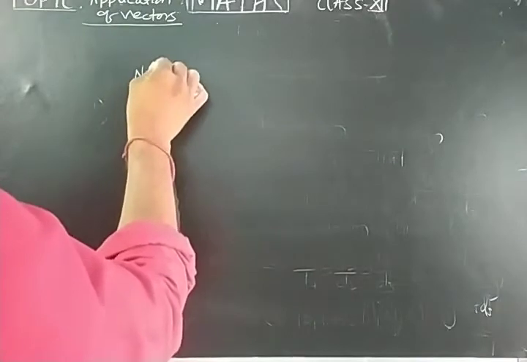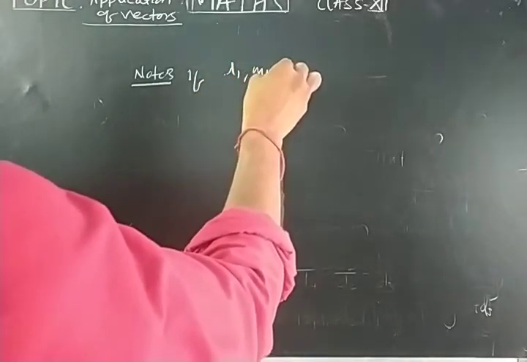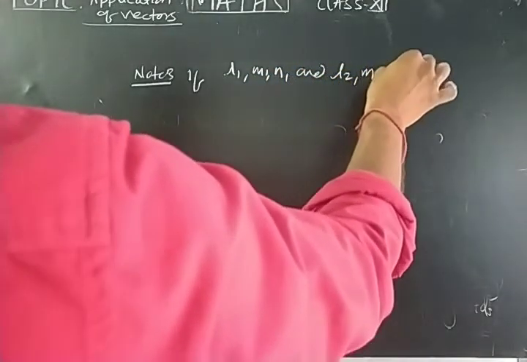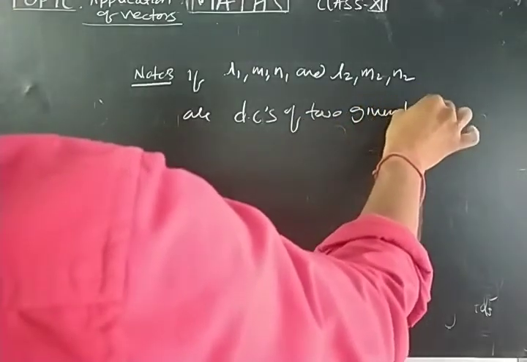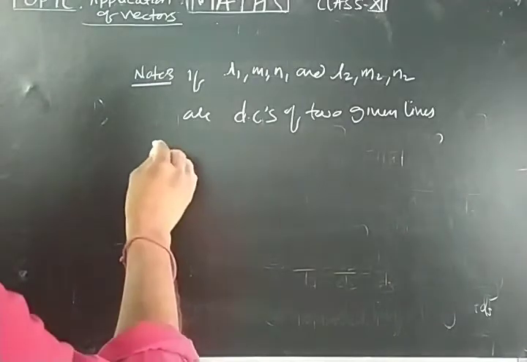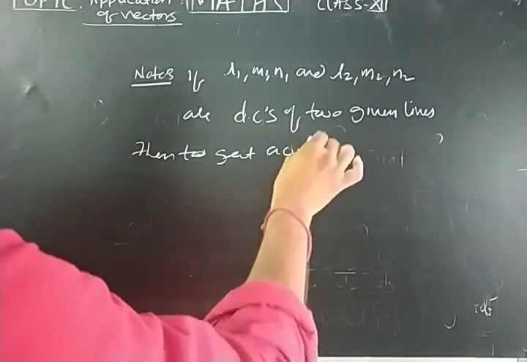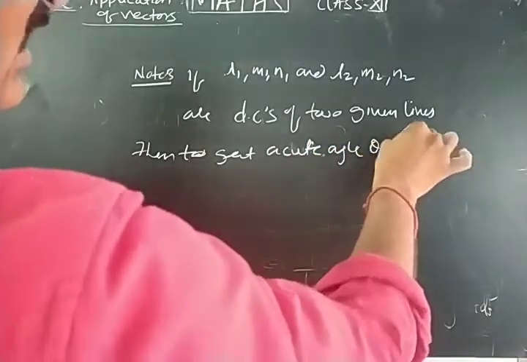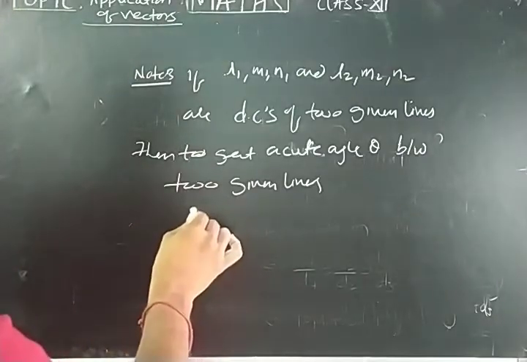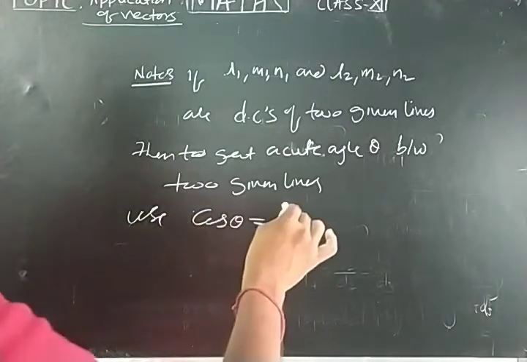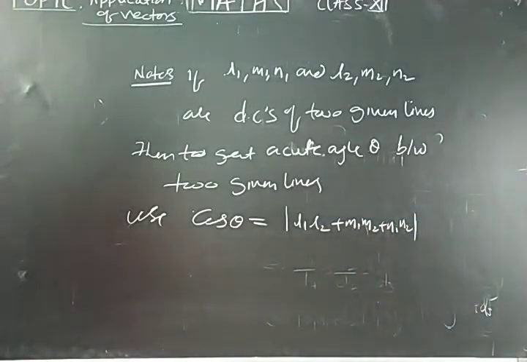One more important note. Note 3. If l1, m1, n1 and l2, m2, n2 are direction cosines or DCs of two given lines, then to get the acute angle theta between two given lines, use this formula: cos theta equals modulus of l1 l2 plus m1 m2 plus n1 n2 only, right? If DCs are given.